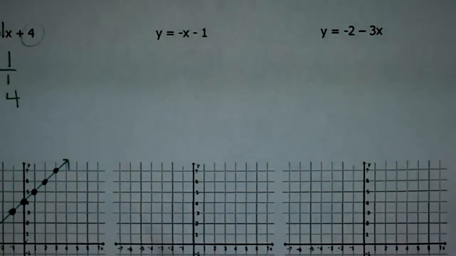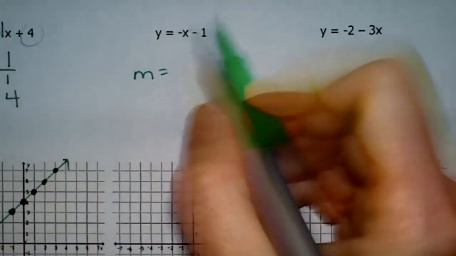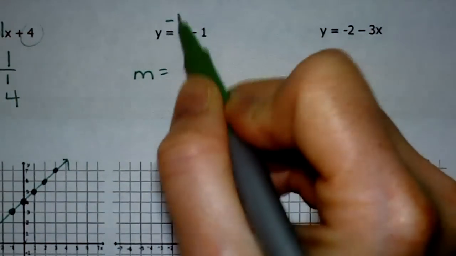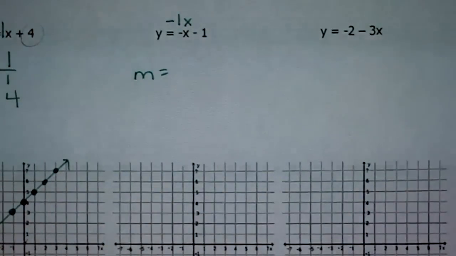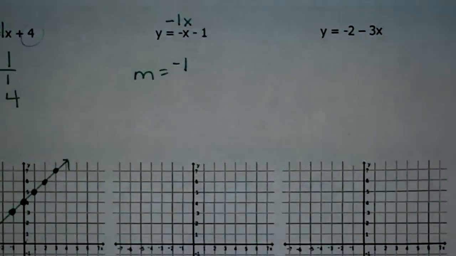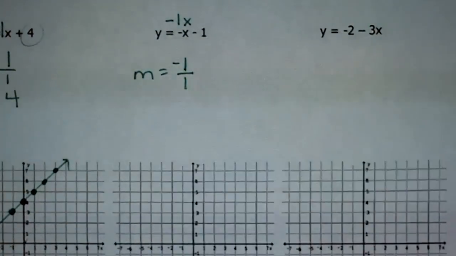All right, next, again, already solved for y. That's a beautiful thing. My slope in this one, there's not a number in front of the x. That means negative x really means negative 1x. So my slope is negative 1. And if you don't have a run, put a 1.